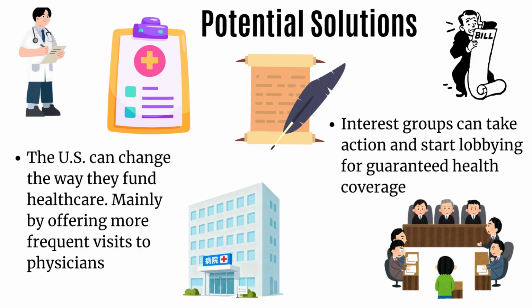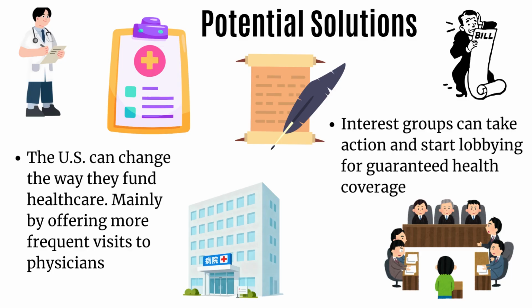One potential solution for improving healthcare outcomes in the United States is increasing political pressure for guaranteed healthcare coverage. Lobbying efforts and interest groups could push for policies that expand access to insurance and make healthcare more available to all citizens. Since millions of Americans are still uninsured or underinsured, expanding coverage could help reduce delayed treatment and improve overall public health.